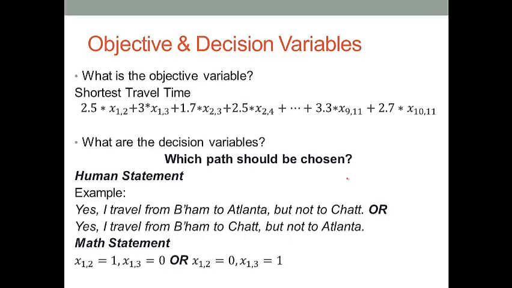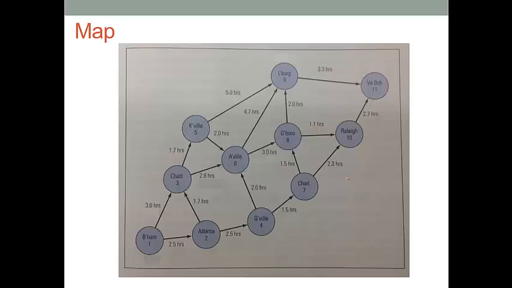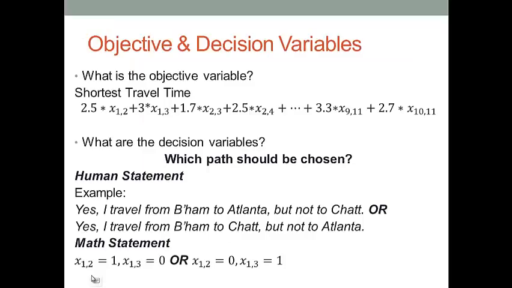How about this? Let's create the variables for each path. Let's say if we want to choose the path between Birmingham and Atlanta, we create a variable called x sub 12. As you can see here, x sub 12. This indicates the path between Birmingham and Atlanta. And then we want to give value 1 to x sub 12. This indicates that we want to travel from Birmingham to Atlanta.